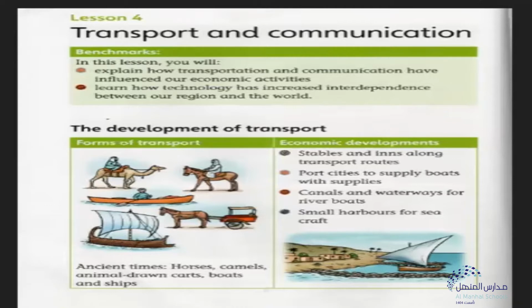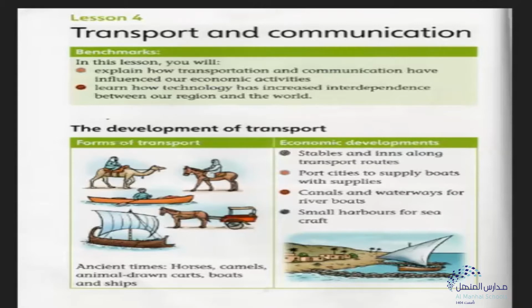You can see on your screen, page 128. Let's go quickly through it. You can see the first picture there, how the transport changed from ancient times to now. You can see the picture of a camel, a horse, a person riding on a horse, a ship there on the seas, a boat, and a horse with a chariot. So those are forms of transport.